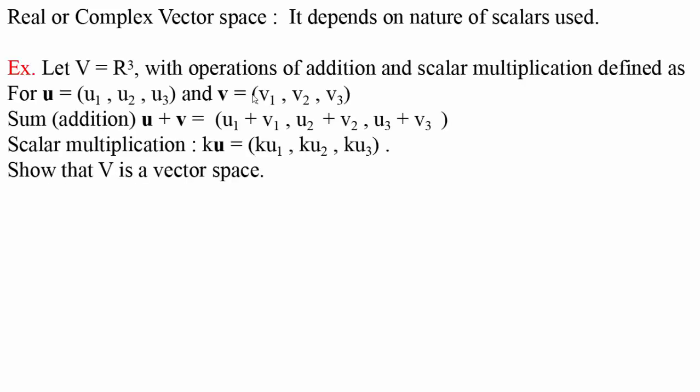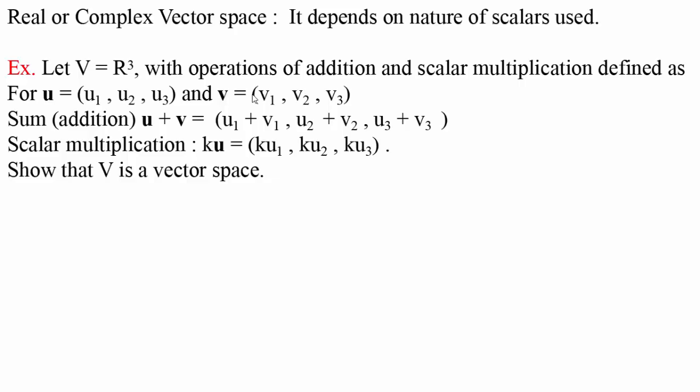Let V equal R cube, the three-dimensional space, with operations of addition and scalar multiplication defined as follows. u equals (u1, u2, u3) and v equals (v1, v2, v3). Here, sum is defined as u plus v equals (u1 plus v1, u2 plus v2, u3 plus v3). And scalar multiplication is defined as ku equals (k u1, k u2, k u3). Then show that V is a vector space.